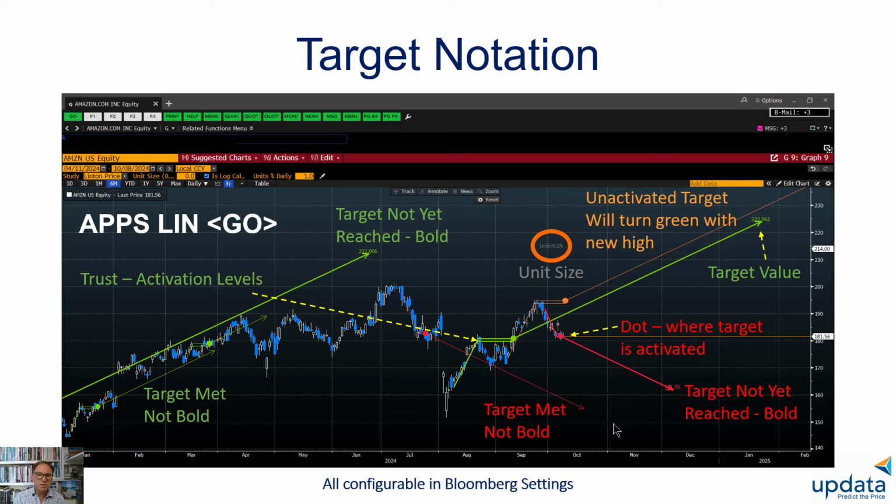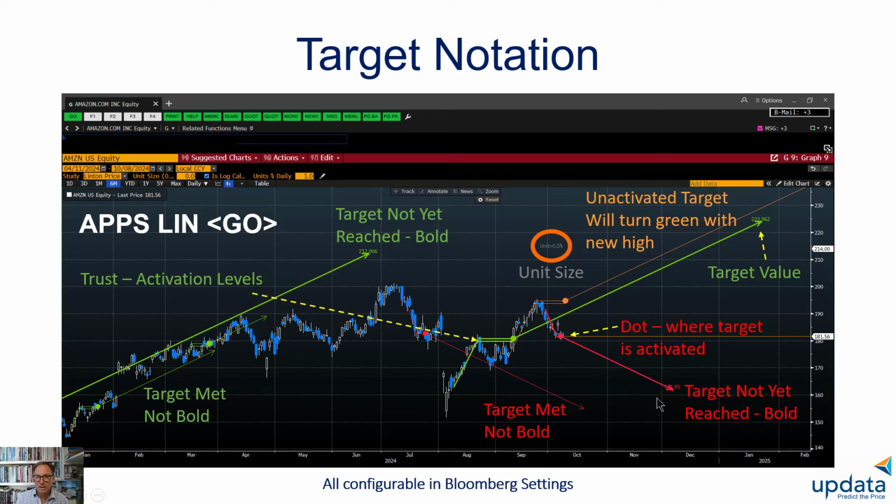So we think about target notation. These are the unit size. That's quite key, and we can put that on the chart. We'll show you that when we look at the demo in Bloomberg. An unactivated target is orange. That target will turn green if we move and activate it. It will become a bold green target. A target that's been met already goes from being bold to a lighter target, so you can see how well it's worked. This one's been met, so again, it's not in bold. This one is bold.